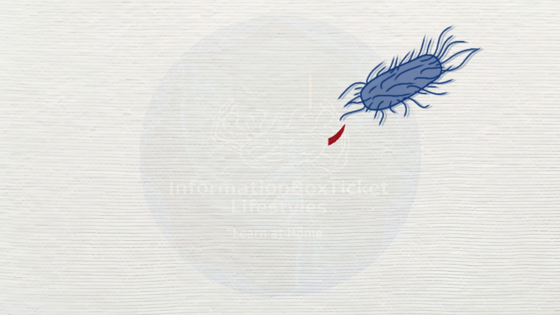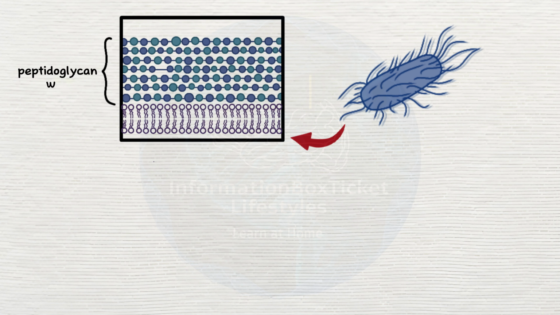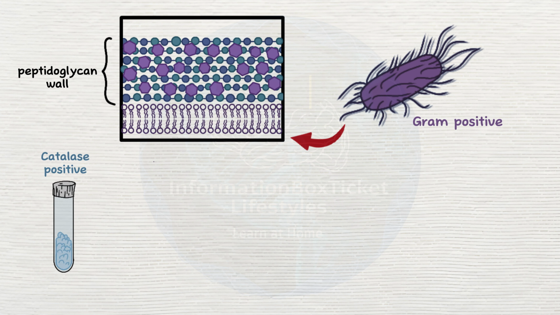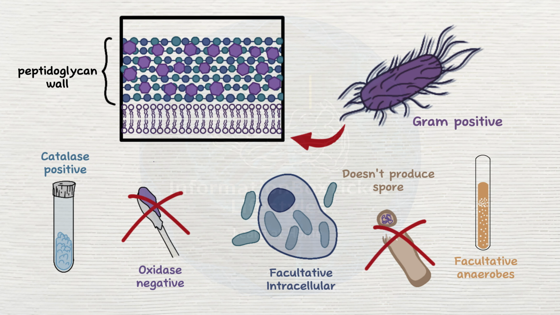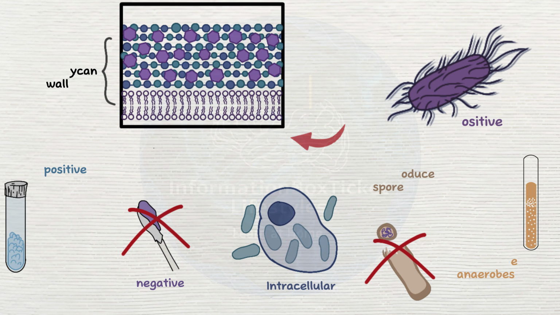L. monocytogenes is a rod-shaped bacterium with a thick peptidoglycan cell wall. When gram-stained, it absorbs purple dye and becomes a gram-positive bacterium. It is catalase-positive and oxidase-negative, which implies it generates catalase, but not oxidase. L. monocytogenes is a facultative intracellular pathogen, which means it may dwell either outside or within its host cells. It does not produce spores and is facultatively anaerobic, which means it can live in both aerobic and anaerobic settings.